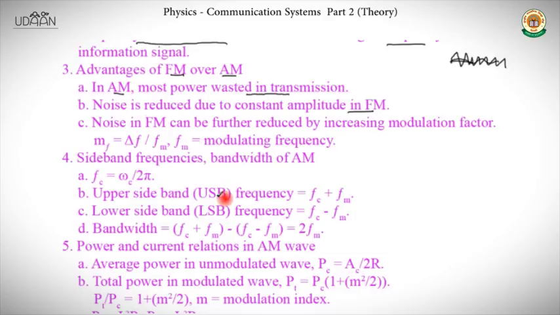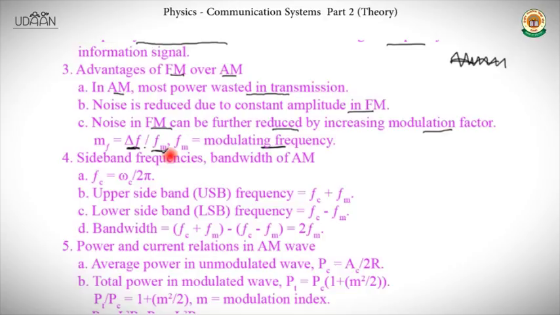Okay. Next here, noise in FM can be reduced by increasing the modulation factor. So here we see that noise can basically be controlled by increasing the modulation factor. MF equals delta F divided by FM, where FM is the modulating frequency. Delta F is the range of the frequencies that are being used. So if we increase this delta F, the range of the frequencies, then we'll have lesser noise introduced in the system. So by varying this factor, we can reduce the noise further.